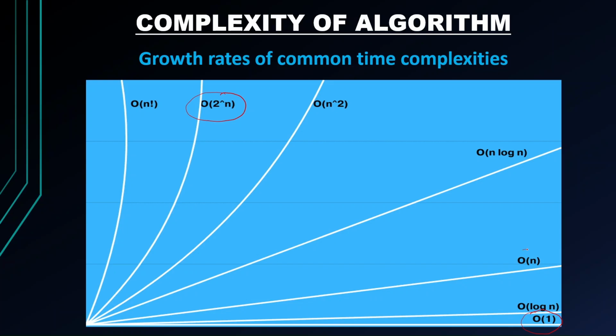Come to linear, O of n, quadratic, O of n square, and other complexities fall in the middle. This is very important: logarithmic, O of log n, being particularly efficient for bigger data sets.